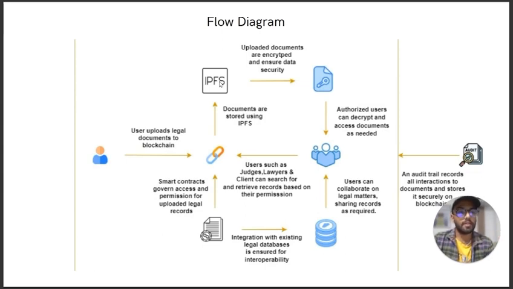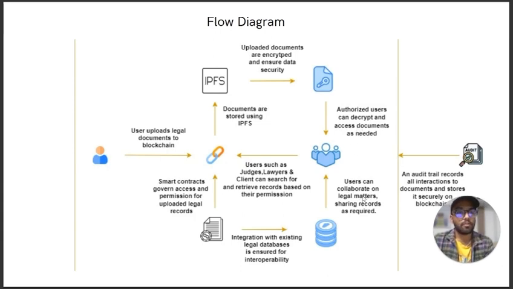That is, when a file is uploaded, it is divided into different blocks, and these blocks are stored across the different networks in the blockchain. To do all this, various smart contracts which govern access and permission for uploaded legal records are maintained. Authorized users can only decrypt and access documents as and when needed.